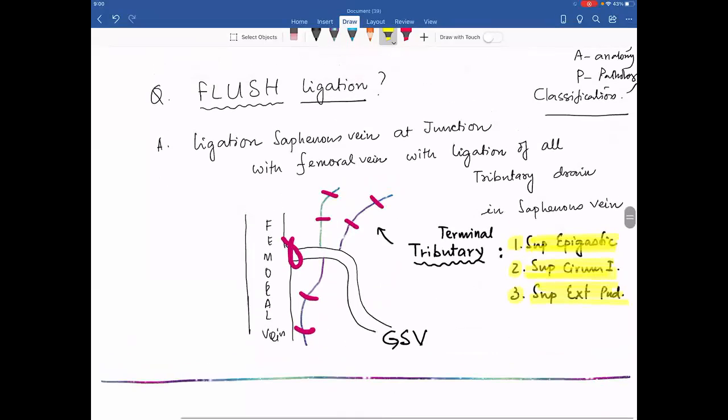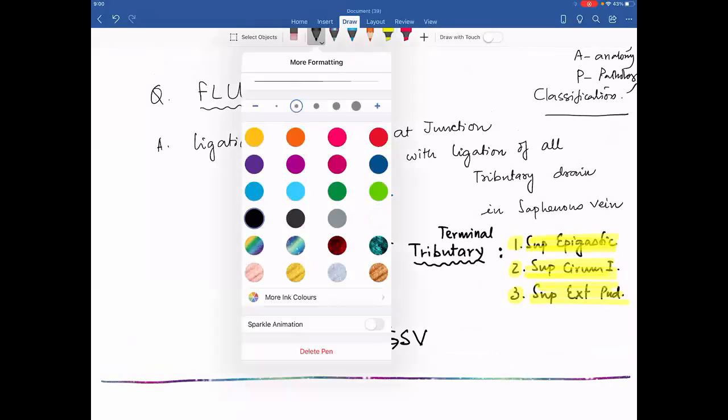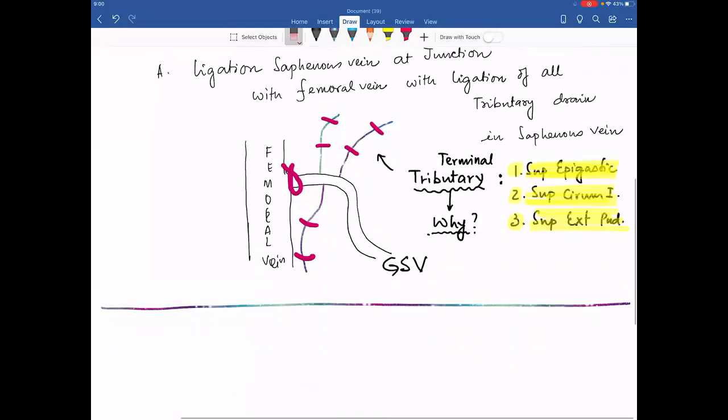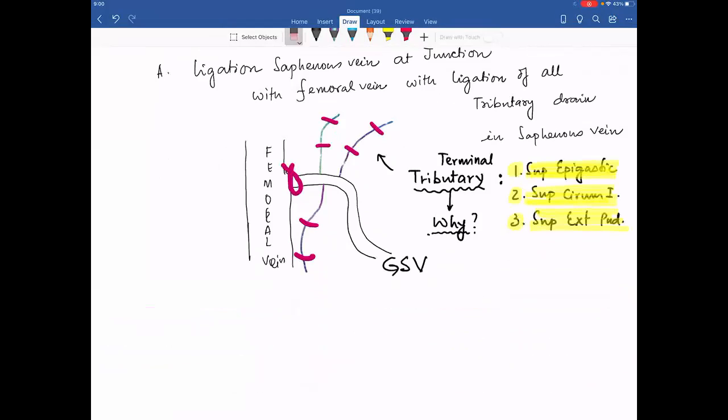Now, the tributaries have to be ligated. Yes, sir. Next question, to get good marks: why ligate the tributaries? I do not know how many of you see movies, but what do these mafia dons say? Not only kill him, but also kill his family. Why? They can also become varicose. To prevent recurrence. Exactly. Okay, chalo.